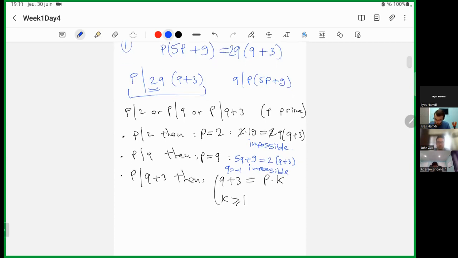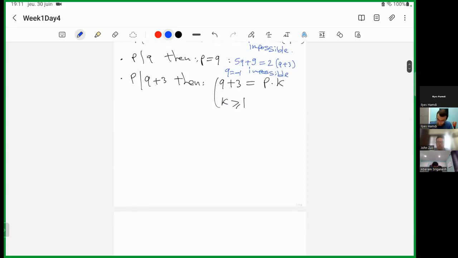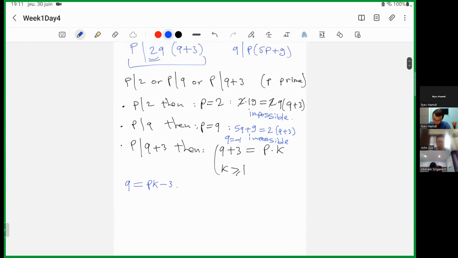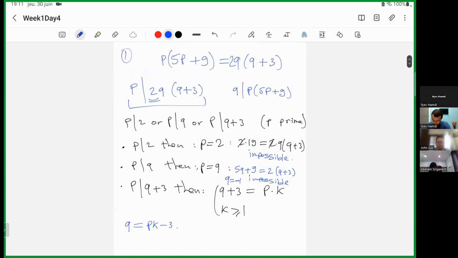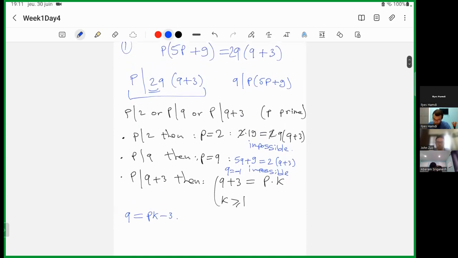And now I have to deal with the third case. And I have basically a nice way, I would say, to rewrite Q as pk minus 3. Okay, so if I plug this in, probably I'll be able to finish. So I will still have to find the value of k, but I will be able to finish. So let's rewrite our equation.